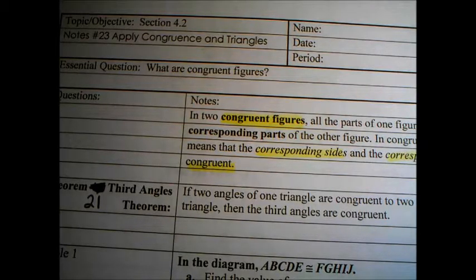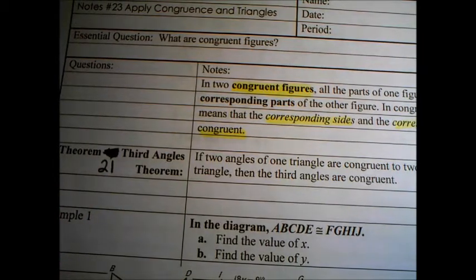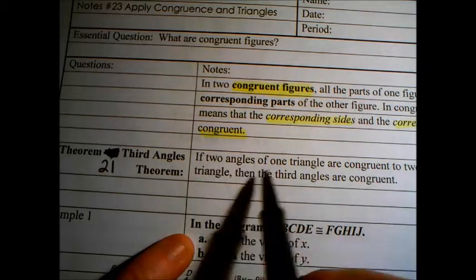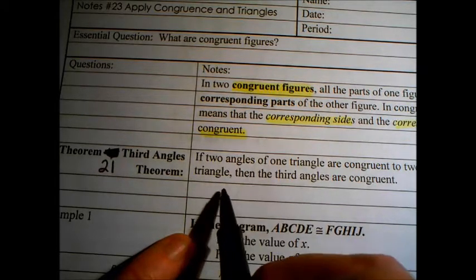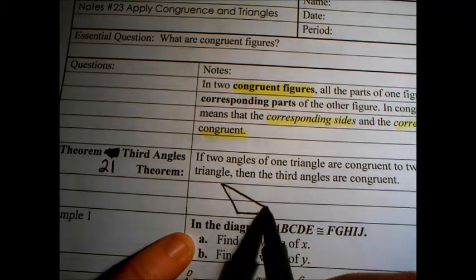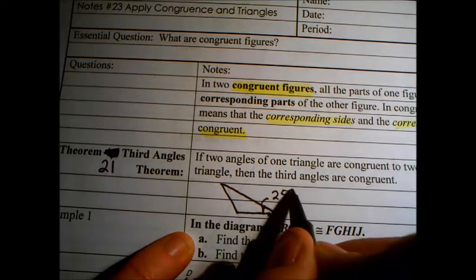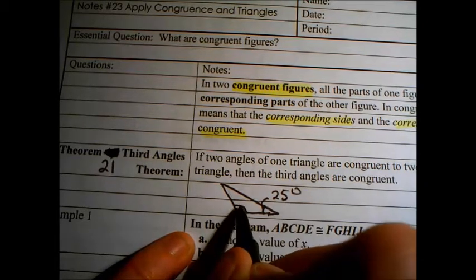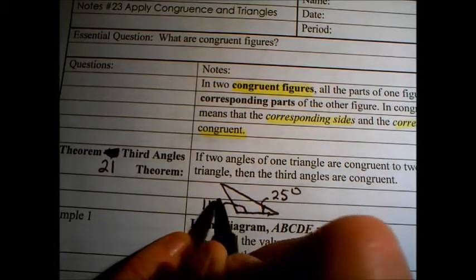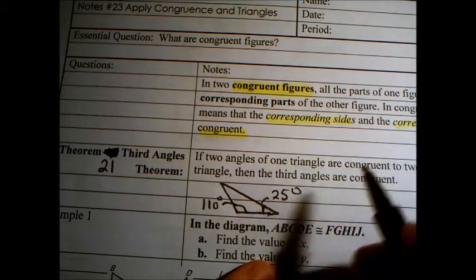Okay, this is theorem 21, the third angle theorem. It says that two angles of one triangle, so let me draw one. Let's say I have a triangle and one angle is 25 degrees, and this one is 110. And it says they are congruent to two angles on the other triangle.